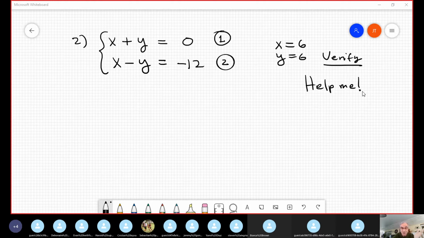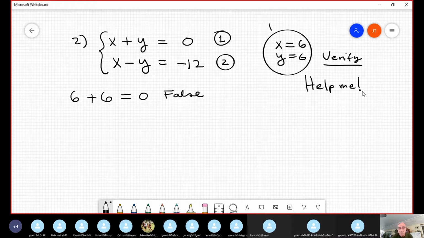Okay. Joyce proposed plugging in. Let's do it both ways if you want, like a Jonah way and a Joyce way. Okay, Joyce says plugging in. So 6 plus 6, because x is 6 and y is 6. It's 12, not 0. This is completely false. This answer is wrong.